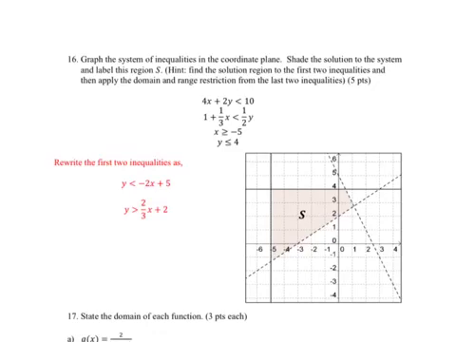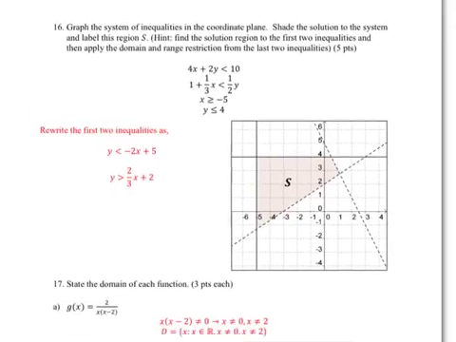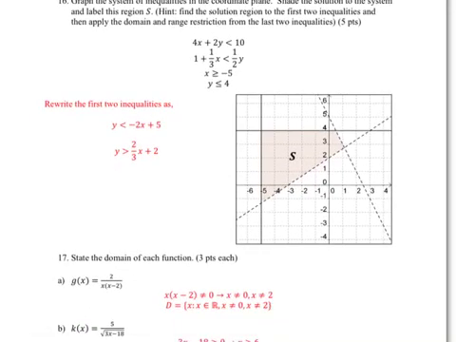Number 16 says to graph the system of inequalities in the coordinate plane, shading the solution to the system and labeling this region S. And the hint is the big part here. To find the solution first of the first two inequalities and then apply the domain and range restrictions from the last two inequalities. So the first two inequalities here, we're going to see this one here and this one here.